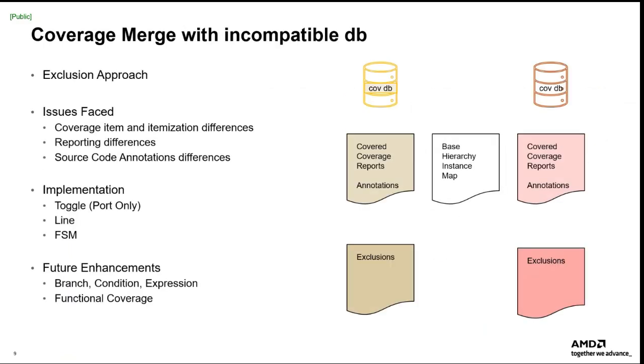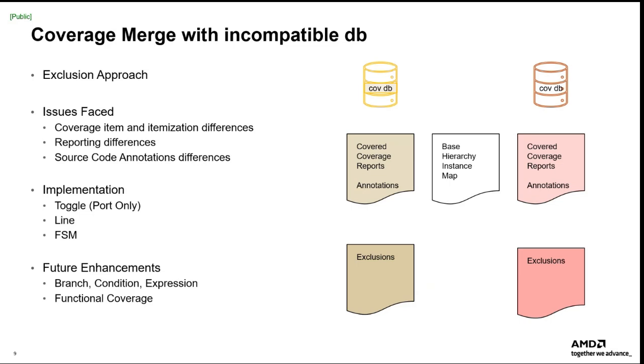So what we did, we came up with a simple solution with exclusions. Let's focus on two cover databases. Let's say we have one cover database from one vendor and another coverage database from a second vendor. We came up with a script that helps with merging. So how it works, first we need to generate the reports. All of the tools or all of the vendors allow you to do that. We generate the coverage report with annotations.